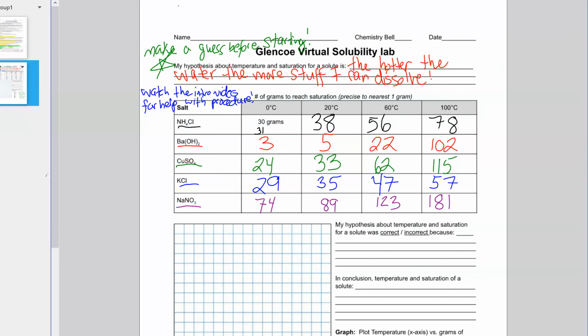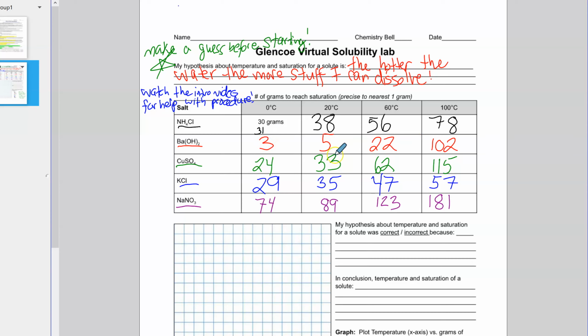Good. So on all of these, as long as you're within a gram of me, that's totally fine. It's kind of unclear whether you want to have right before or right after the solution settles out. You kind of actually want to be in between. Right before 1 more gram would make it settle. So if you've got 30 or 31, fine. All these numbers, if you're within 1, totally fine.